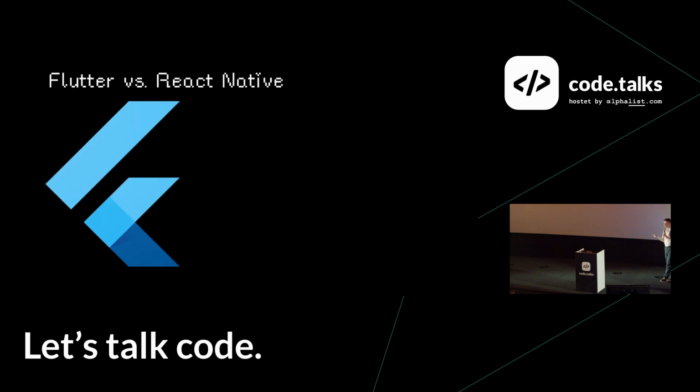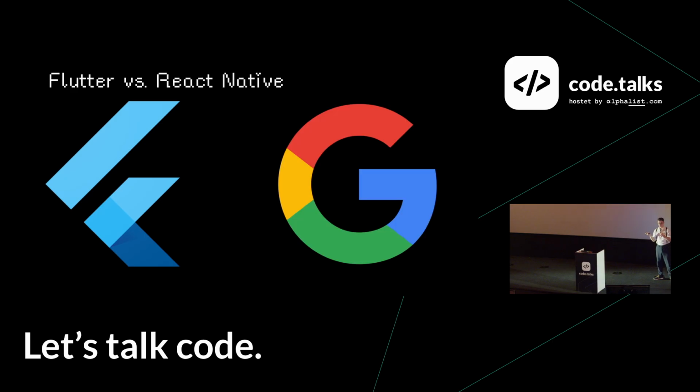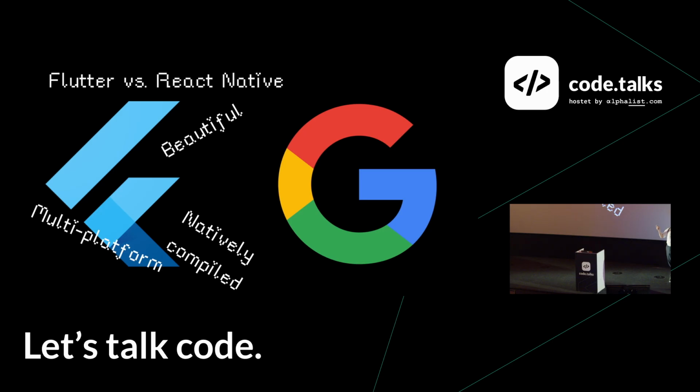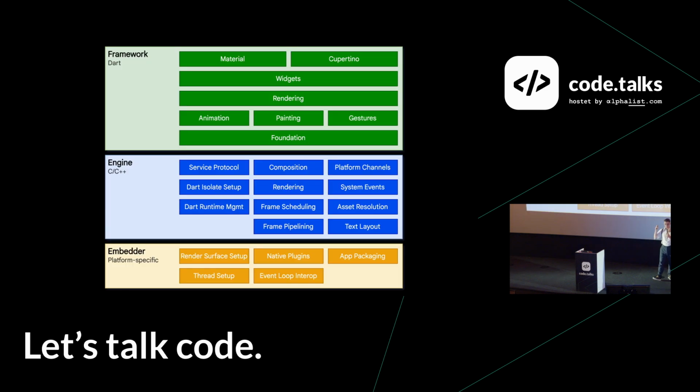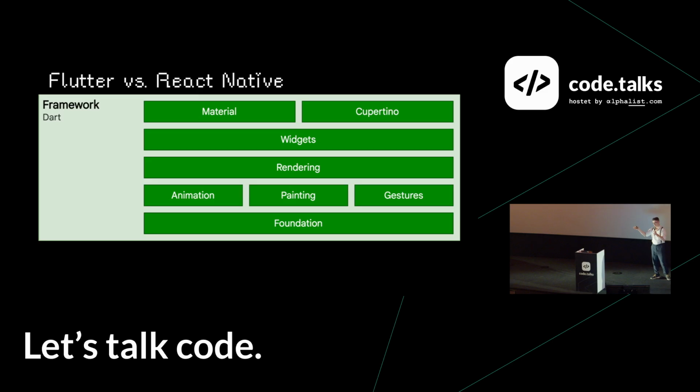What is Flutter? According to the documentation, it's an open source framework developed, of course, by Google. It's for creating beautiful, natively compiled, multi-platform applications from a single code base. In the shell, it has three parts, like a layer system. The first part is the framework, then the engine and the embedder. What happens in the framework is very high level, where we have our widgets, where we do rendering, and we have our Material and Cupertino libraries to build our interfaces.